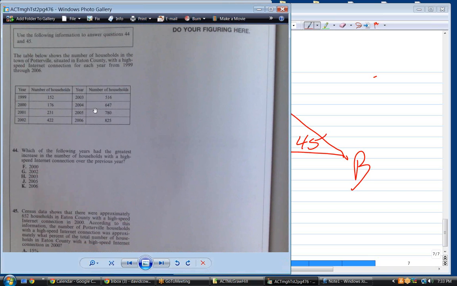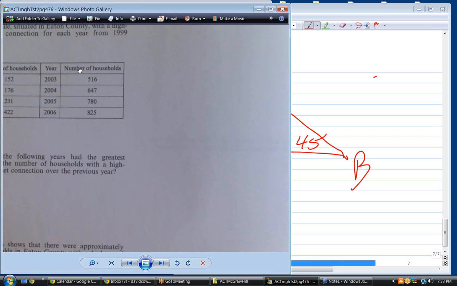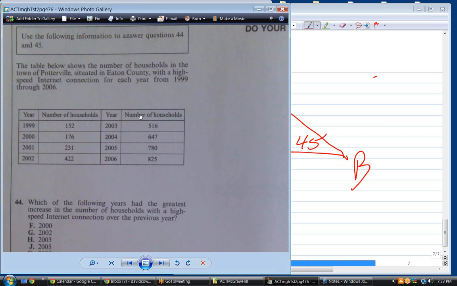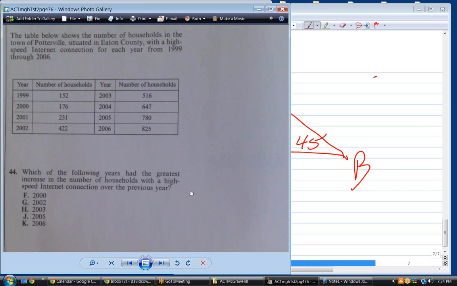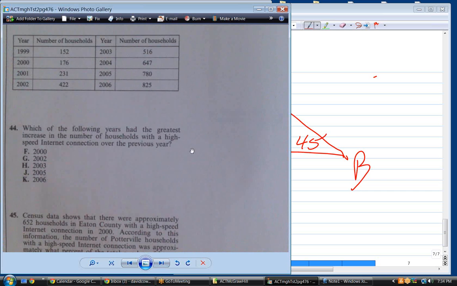All right, let's do a science question. Not really, but this reminds me more of the science questions than it does the math questions. Let's see, this is going to hold for 2 different questions. Which of the following years had the greatest increase in the number of households with a high-speed internet connection over the previous year?